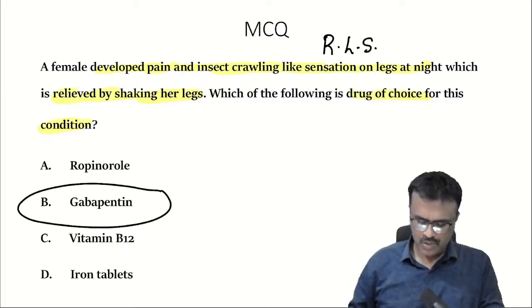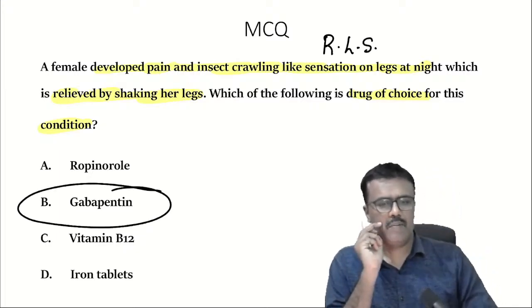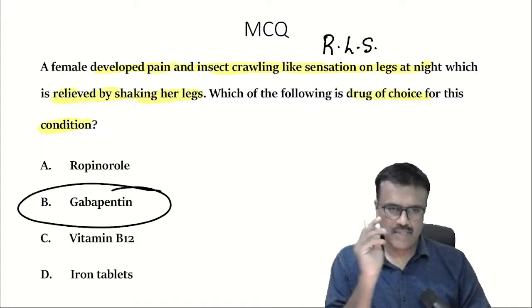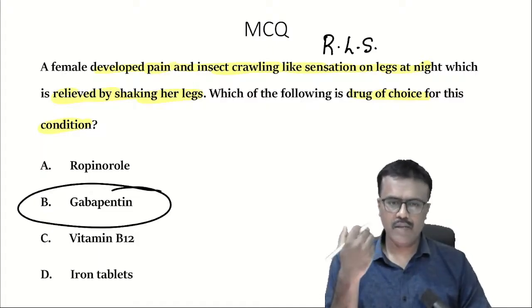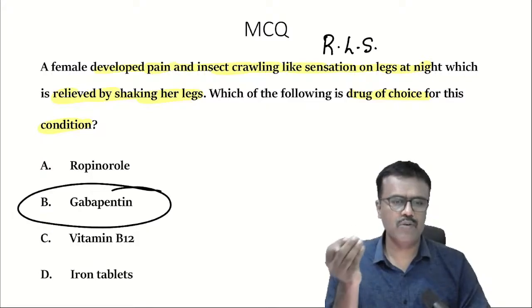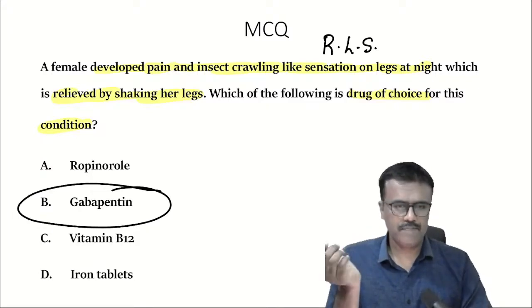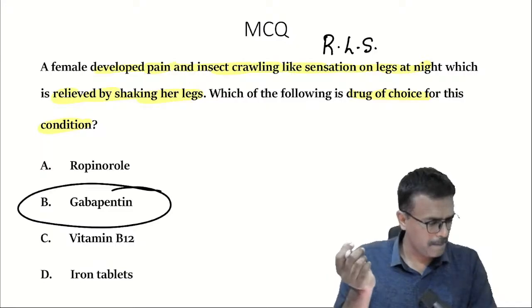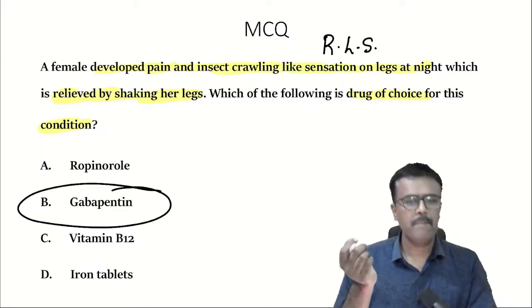Nowadays the drug of choice are either gabapentin or pregabalin. The second choice are the non-ergot agonists like pramipexole, ropinirole, rotigotine. So here the answer is B. Answer is B.